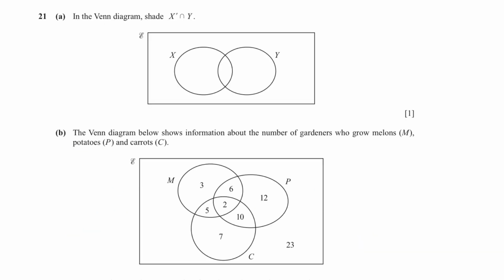Question number 21, we have a Venn diagram and we have to shade x complement intersects y. X complement or x dash is the correct mathematical form, but you can just understand this dash means not. Not x intersects with y. So what is common in not x and what is common in y, that is the part you have to shade. And that is this part.